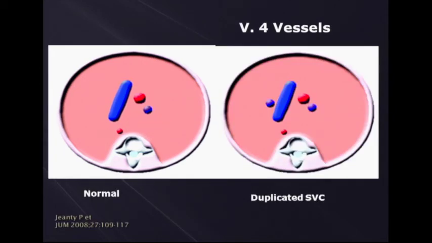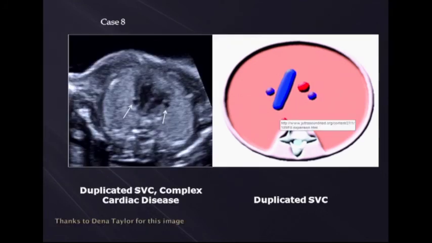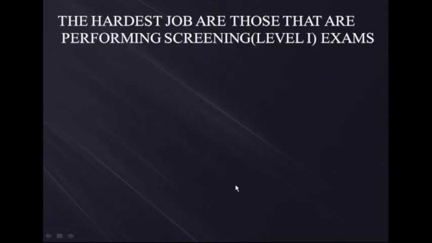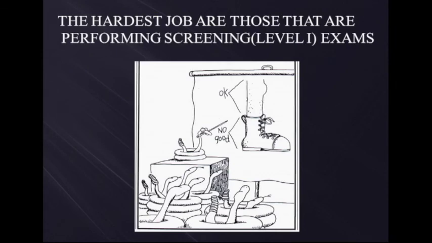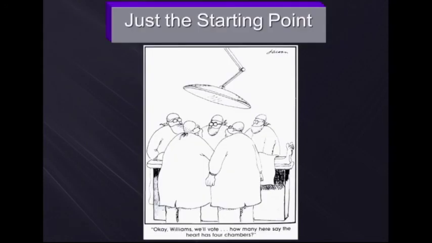Finally, four vessels, you can have a duplicated SVC. So this is my example of a duplicated SVC with other cardiac disease. You can see that here in this diagram as well. So again, the hardest job is deciding, is this scan good or not? After that, then a referral is made.